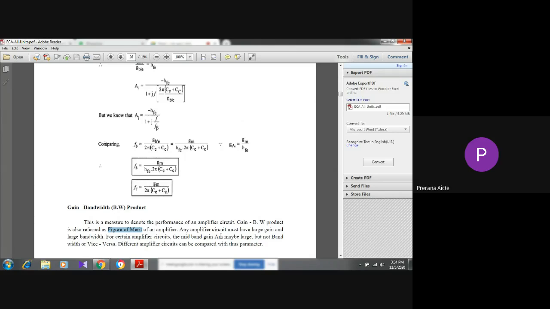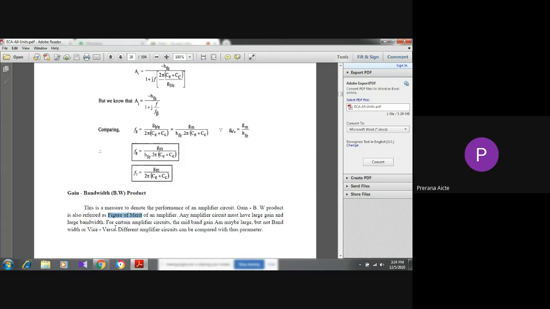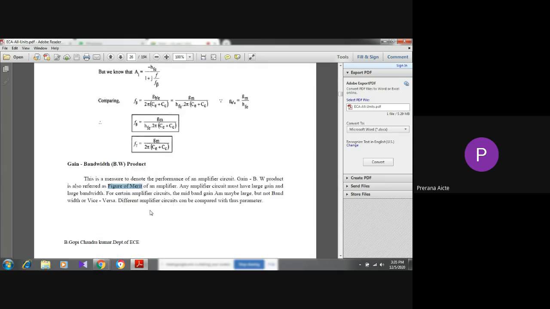So, any amplifier circuit must have large gain and large bandwidth. For certain amplifier circuits, the mid-band gain may be large but not bandwidth, or vice versa. So suppose if the mid-band gain is high, the bandwidth will be low. If the mid-band gain is low, the bandwidth will be high. If you multiply this gain and bandwidth, the value must be constant. Different amplifier circuits can be compared with different parameters.